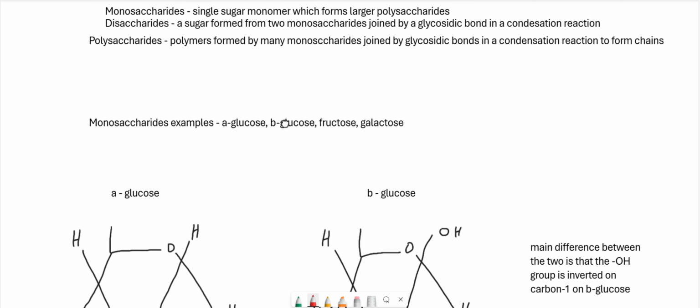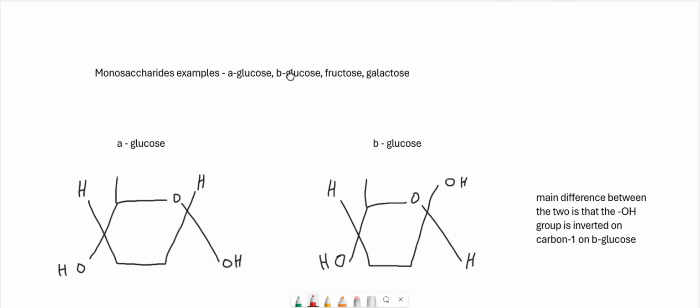And moving on, we have examples. Now you may be like, whoa, what is this? Don't worry, you don't have to go all over the place with this information. Just digest it one at a time. The first bit, we have monosaccharide examples. These are the only examples that you need to know for AQA A-level biology: alpha glucose, beta glucose, fructose, and galactose.